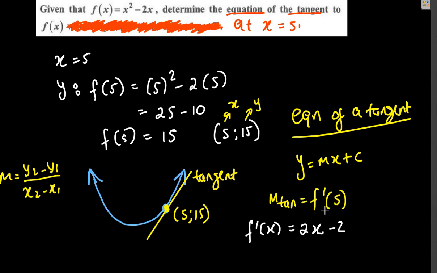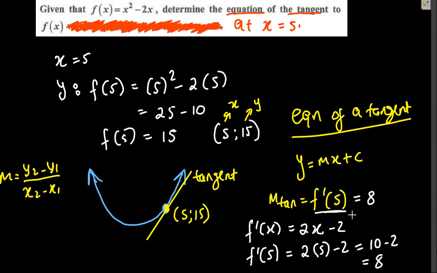Now, where do we want the gradient? We want the gradient at x is equal to 5. So we have to find the gradient at 5. That would be 2 into 5 minus 2, which means 10 minus 2, which means 8. So it tells you that the gradient here would be equal to 8. Okay, the gradient of the tangent is equal to what? 8. Once you get the gradient of the tangent, it means you can substitute it into the formula there.